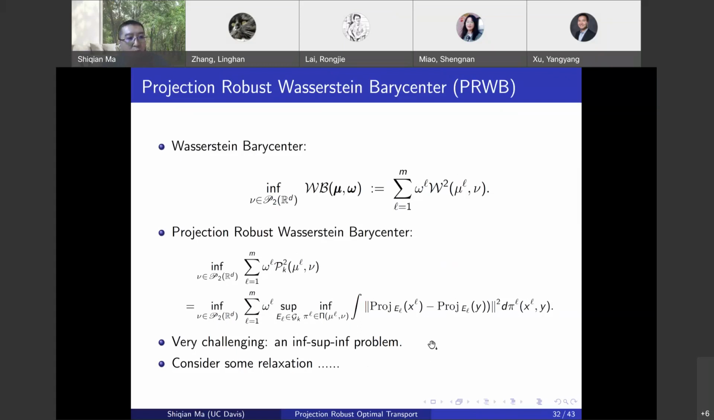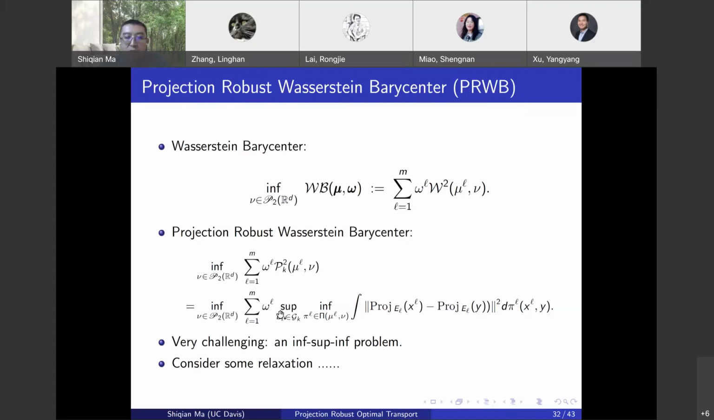So in practice, we want to consider some relaxations. We consider 2 kinds of relaxations. The first relaxation is that we assume all these E_l here are the same. What is E_l? You have the sample data X_l from the distribution mu_l, and you want to project them to a k-dimensional subspace E_l. Our first relaxation says that we assume these k-dimensional subspaces are the same.